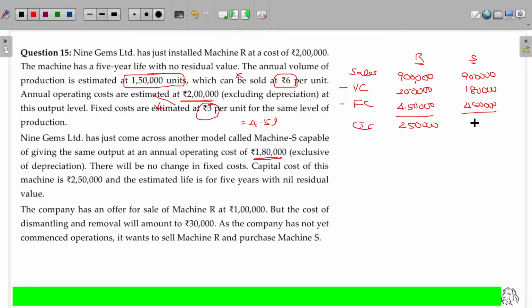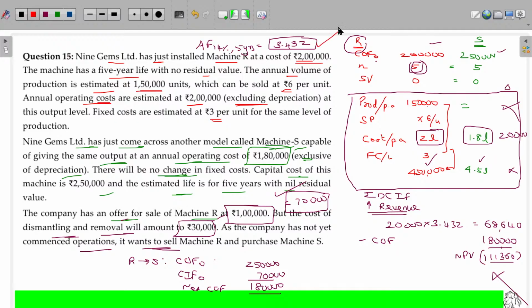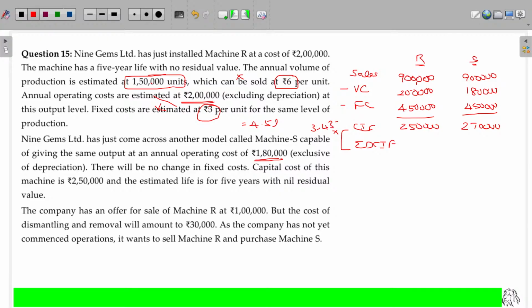So then your cash inflow being 2.5 lakhs. In this case, the cash inflow being 2.7 lakhs. Now you have to find out the summation of discounted cash inflow by multiplying this with the annuity factor. The annuity factor in this case being 3.432. For machine R, 2,50,000 rupees will be your cash inflow per year. For 5 years after discounting at the rate of 14%, your ultimate value being 8 lakhs 58,000.